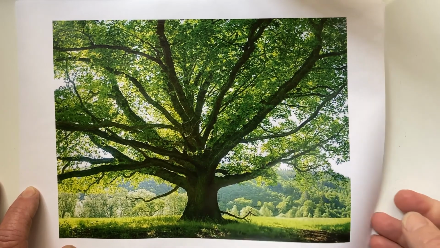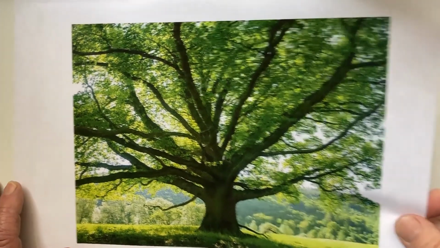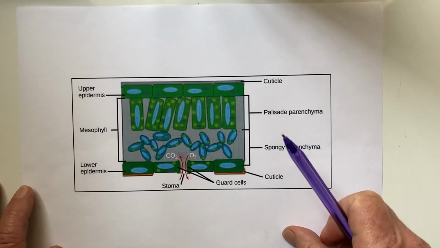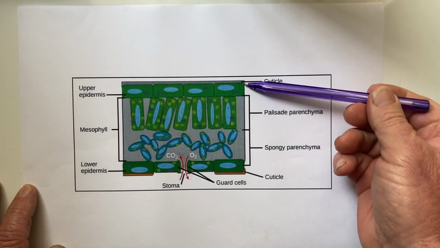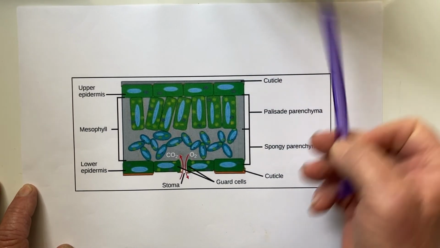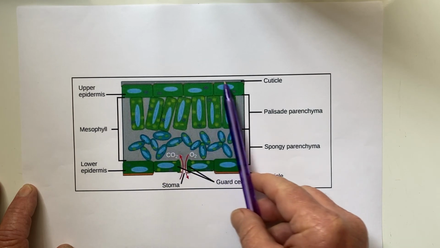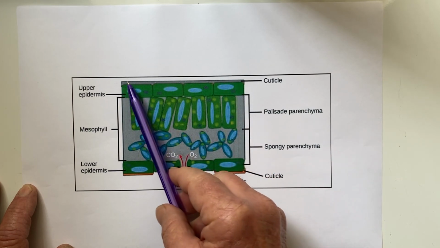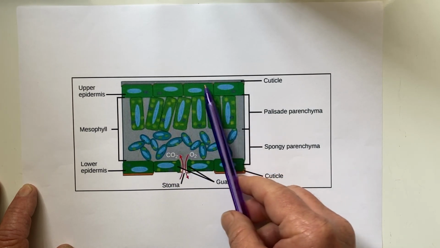So if we have a look at the leaf itself, I've got a side view here of a leaf. Now, all leaves are pretty similar in the fact that they contain the same ingredients. The very top part of the leaf is called the cuticle layer, and that allows water to bead off the leaf and fall onto the ground.